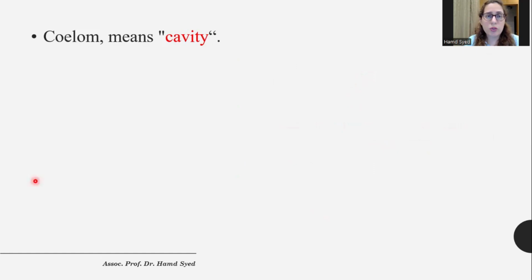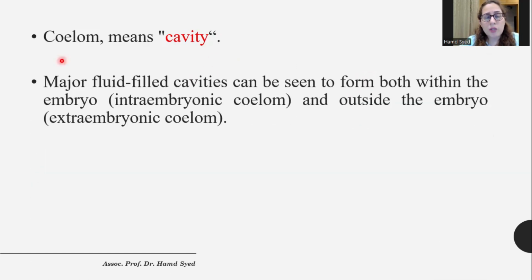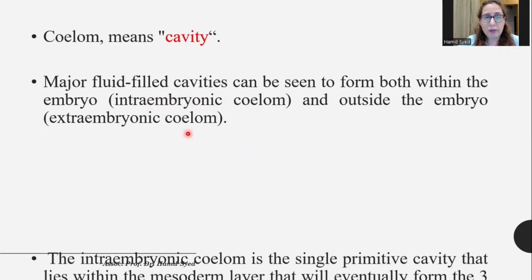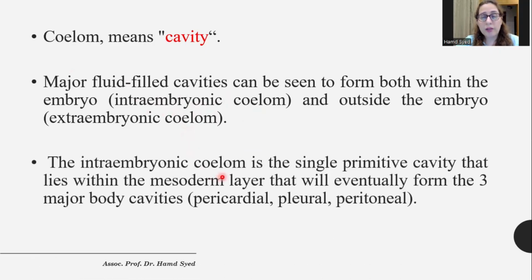Now, the word that is used in embryology for cavity is coelom, and major fluid-filled cavities can be seen to form both within the embryo as well as outside the embryo, and these are known as intraembryonic and extraembryonic cavities, respectively. Now, we're talking about the early stages of intrauterine life. The intraembryonic coelom, that is the body cavity inside the embryo, is initially a single primitive cavity which lies within the mesoderm layer.